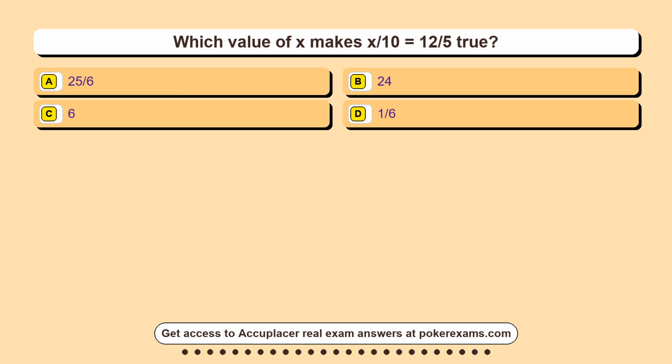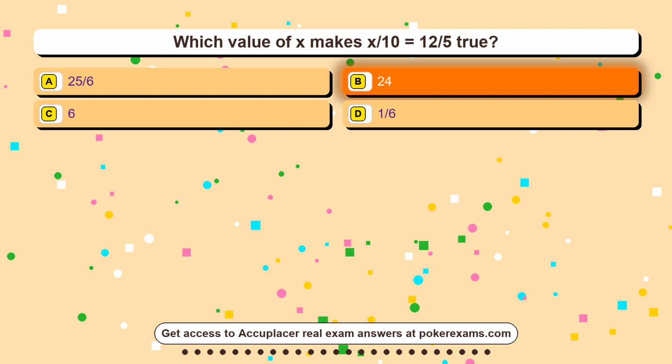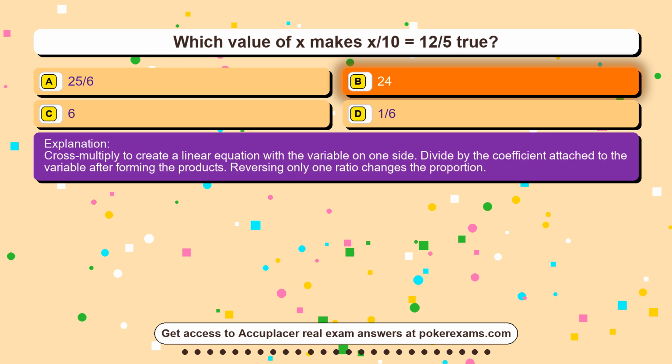Question 11. Which value of x makes x/10 = 12/5 true? Option A, 25/6. Option B, 24. Option C, 6. Option D, 1/6. The correct answer is option B, 24. Cross-multiply to create a linear equation with the variable on one side. Divide by the coefficient attached to the variable after forming the products. Reversing only one ratio changes the proportion.